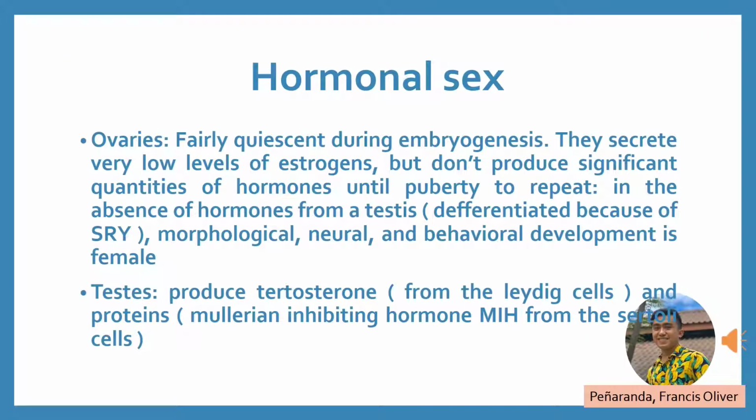Hormonal sex. Ovaries are fairly quiescent during embryogenesis. They secrete very low levels of estrogens but don't produce significant quantities of hormones until puberty. In the absence of hormones from a testis, morphological, neural, and behavioral development is female. The testes produce testosterone and proteins such as Müllerian inhibiting hormone, MIH, from the Sertoli cells.